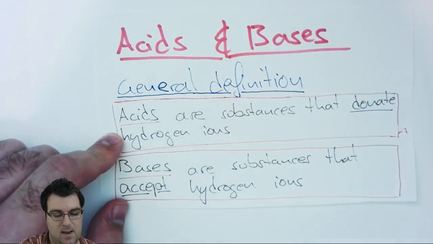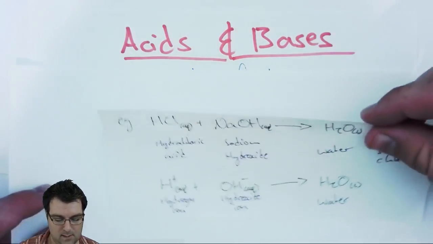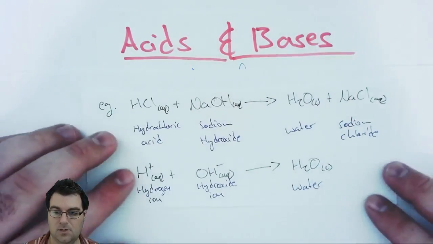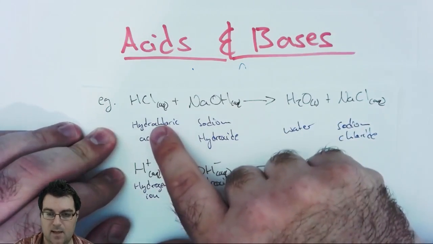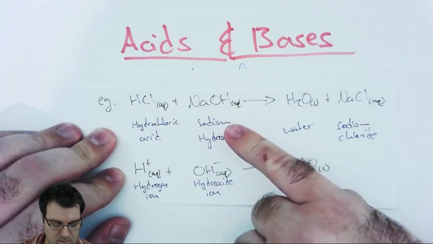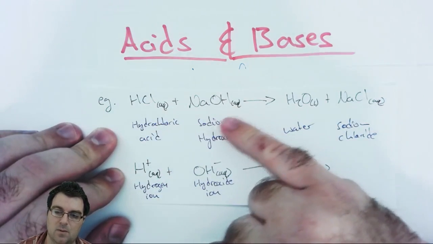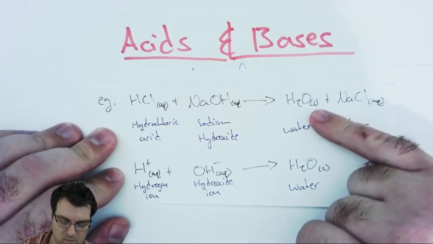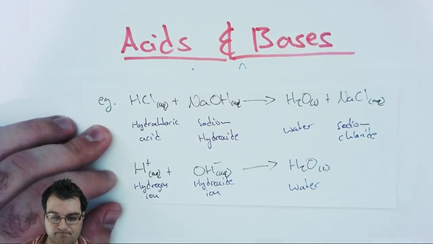and bases are substances that accept hydrogen ions. An example of this would be hydrochloric acid. In this example, it's reacting with sodium hydroxide, both in aqueous solution, to form water and sodium chloride. It's a classic neutralization reaction.